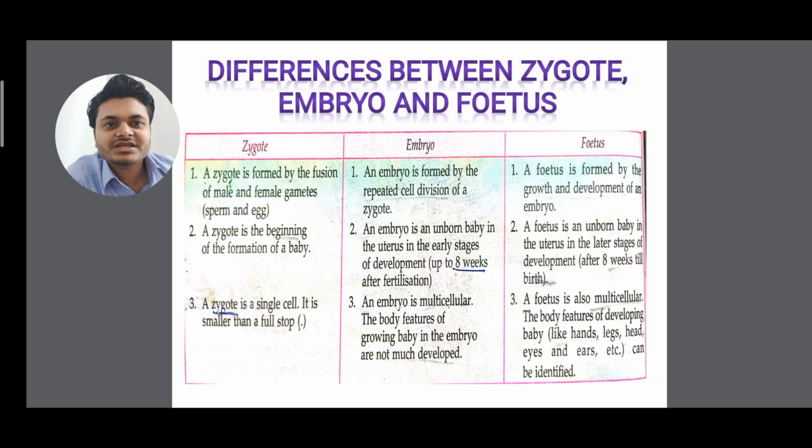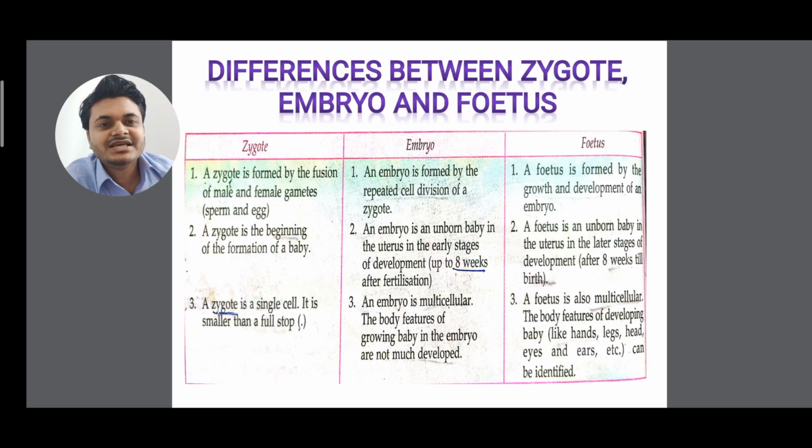Next, second point: a zygote is the beginning of the formation of the baby. And an embryo is an unborn baby in the uterus in the early stage of development, that means up to 8 weeks after fertilization. So first is the fertilization, there forms the zygote, till 2 weeks it's called zygote. So after 2 weeks forms the embryo. Understood? Up to 2 months, not 2 weeks. So after 8 weeks, that means 8 weeks is equal to 2 months, it is embryo. Clear?